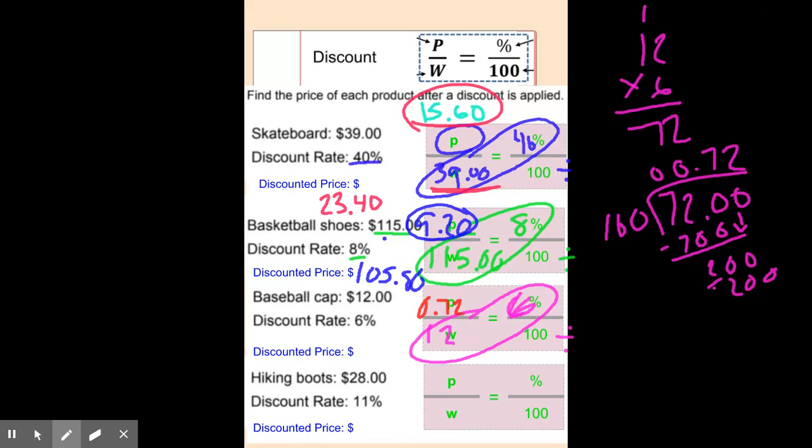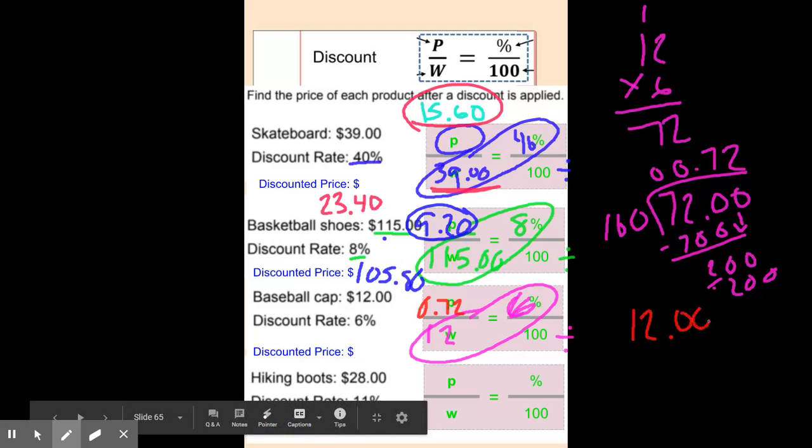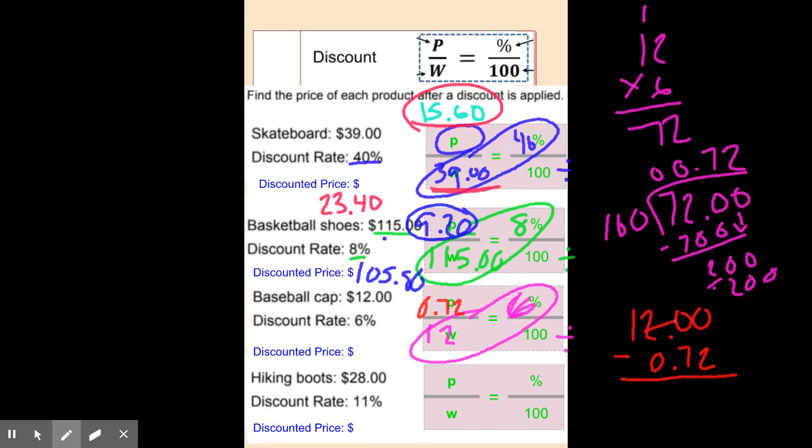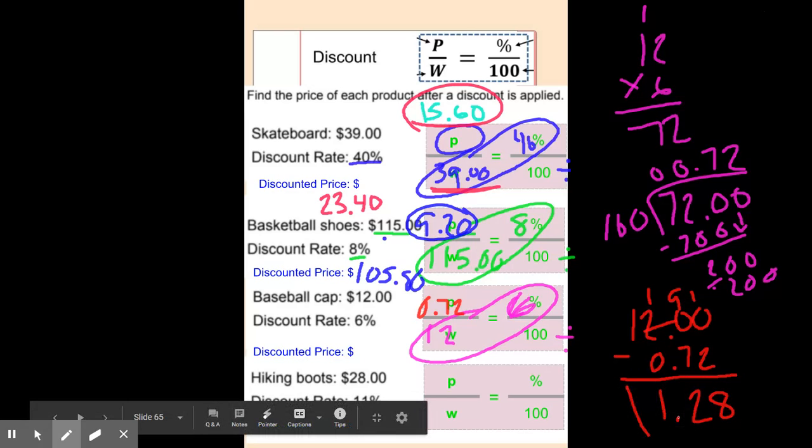So now to find our discounted price, we're going to take our $12 minus 72 cents, and that's going to give us our total. Okay, so 8, 2, so it's going to be $11.28 is our discounted price, so 11.28.